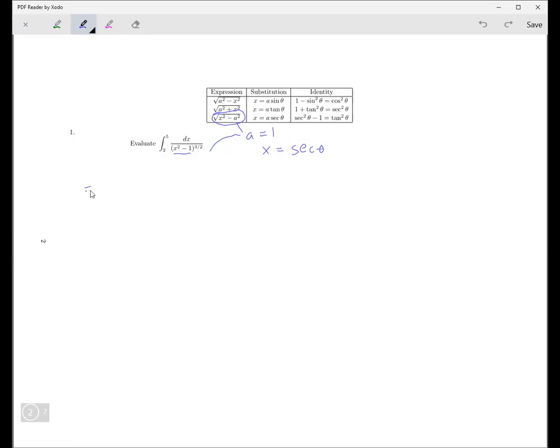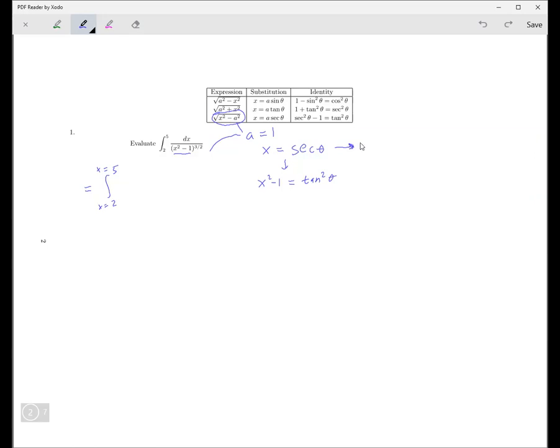There's a couple of ways you can go about this. You can leave the limits of integration from 2 to 5, but just remember that it's x equals 2 to x equals 5. Now, this leads to a couple of things. If x is secant theta, then we use this right here, so x squared minus 1 is going to be tangent squared theta.